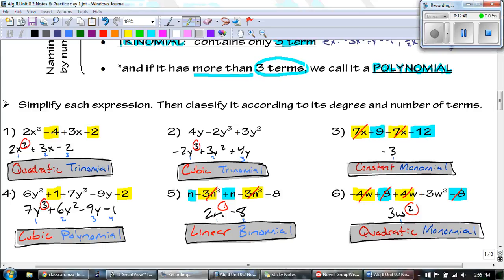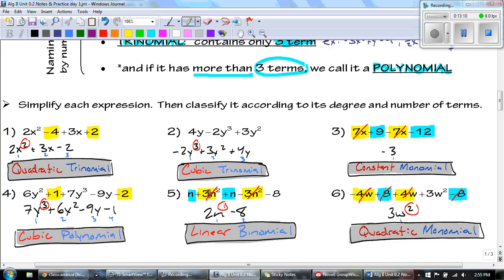Okay, so looking at number 4, the only like terms we had were the 1 and the negative 2. So writing that in standard form, we get 7y cubed plus 6y squared minus 9y minus 1. Now I circled the highest exponent, 3, so that means it's cubic. And then when we count our terms, we got 1, 2, 3, 4. So if it's more than 3, it's called a polynomial. So we have a cubic polynomial.